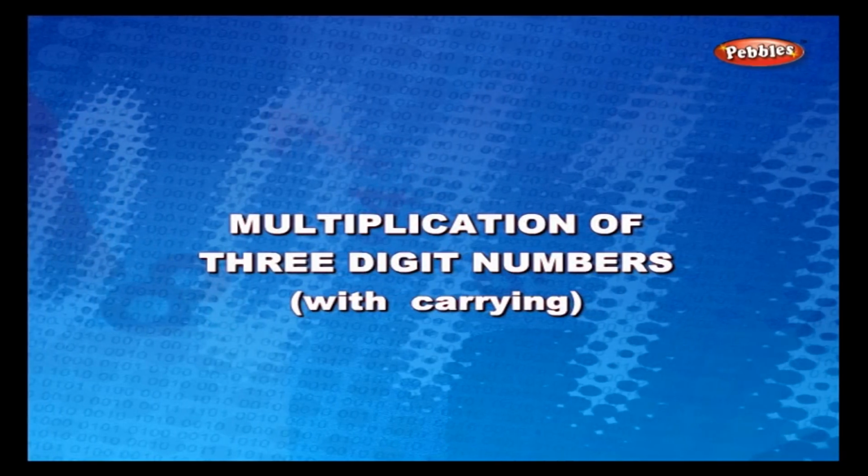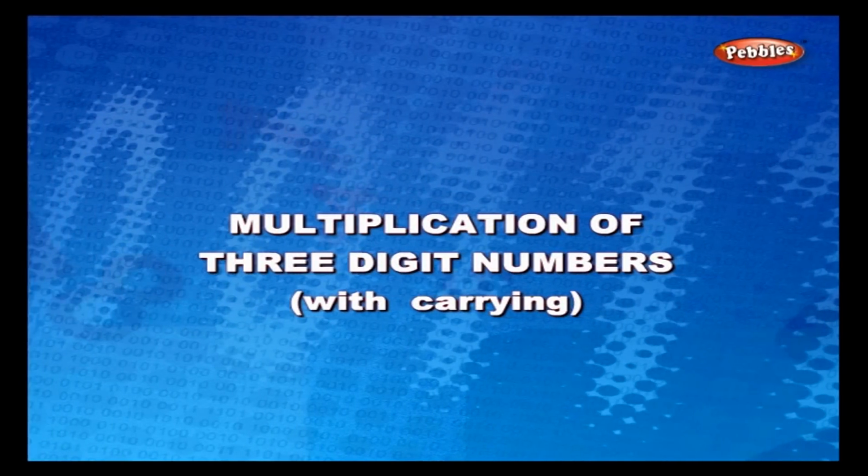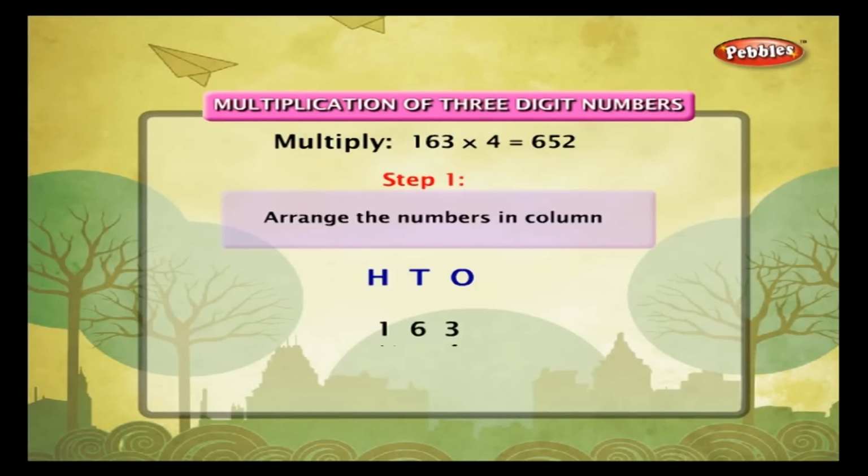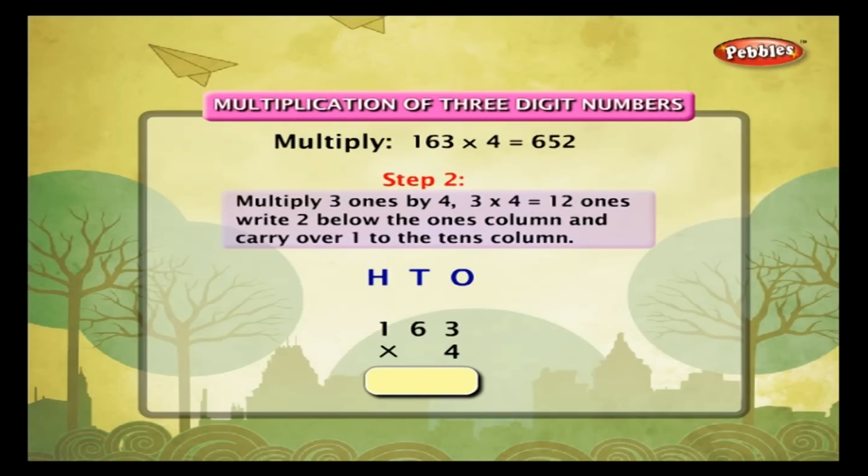Multiplication of three-digit numbers with carrying. Example, multiply 163 by 4. Arrange the numbers in column. Multiply 3 ones by 4. 3 into 4 is equal to 12 ones. Write 2 below the ones column and carry over 1 to the tens column.